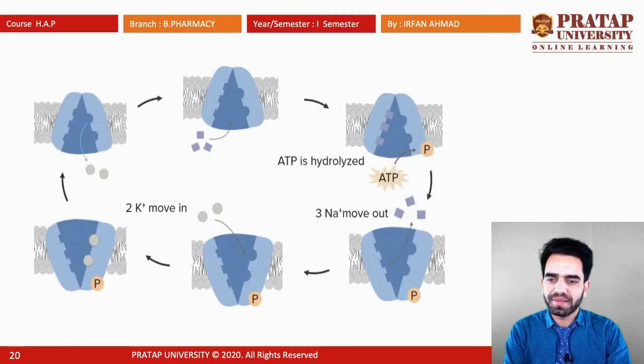Now you can see here what happens. Three sodium positive ions move out. Then what happens? Two potassium ions move in. You can see here the potassium moves in.